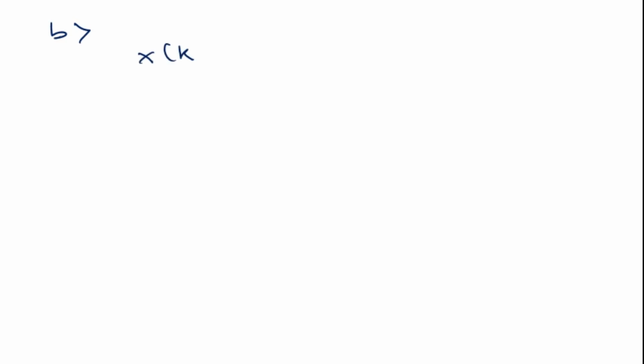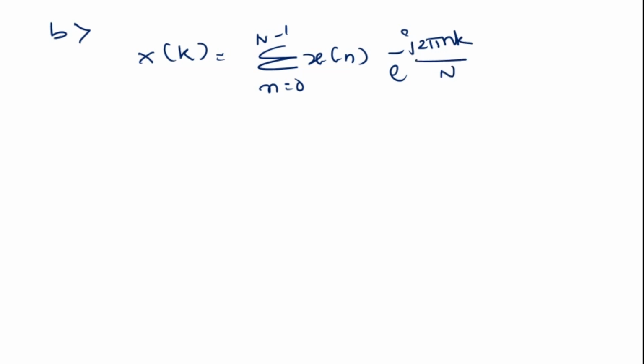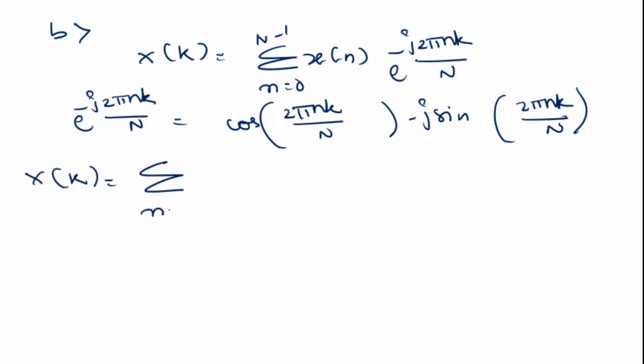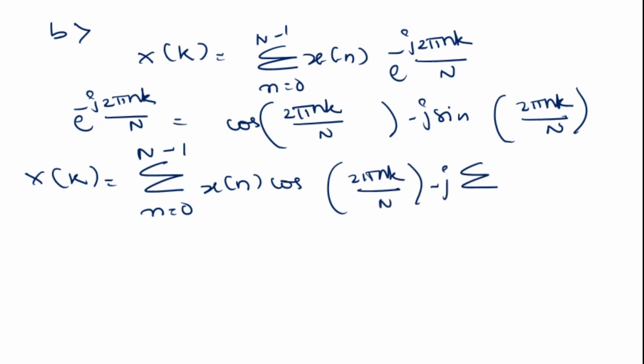Second one, X of k is equal to summation n is equal to 0 to N minus 1 x of n into e power minus j 2 pi nk by N. E power minus j 2 pi nk by N is cos 2 pi nk by N minus j sin 2 pi nk by N. Then X of k is equal to summation n is equal to 0 to N minus 1 x of n into cos 2 pi nk by N minus j into summation n is equal to 0 to N minus 1 x of n into sin 2 pi nk by N.